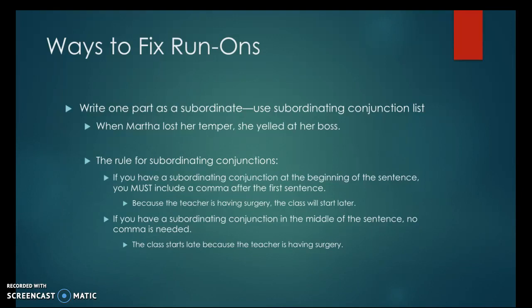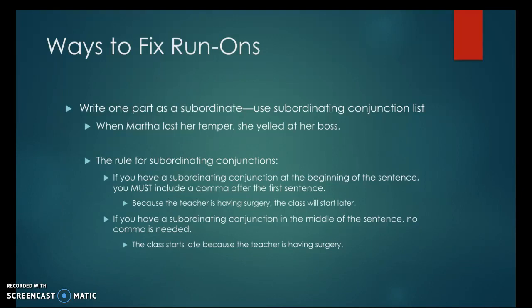"Because the teacher is having surgery, the class will start later." Because is your subordinating conjunction. "The teacher is having surgery" is a complete thought. "The class will start later" is a complete thought. But when we add the because to the first part, all of a sudden it's dependent. It needs some help. "Because the teacher is having surgery, the class will start later."